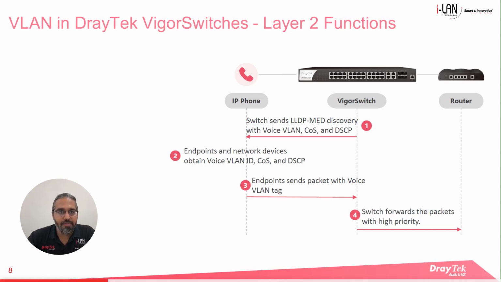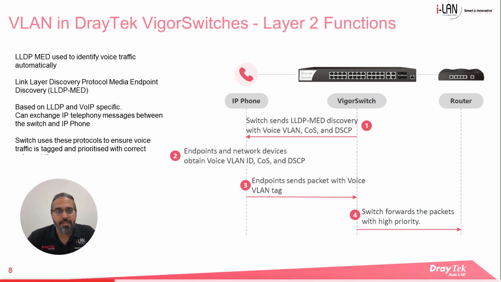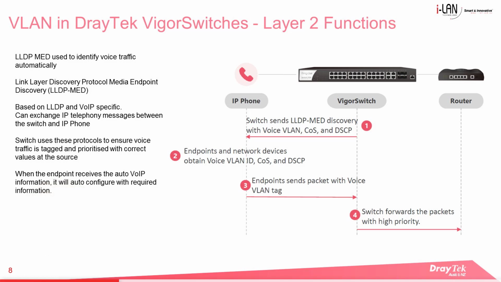Another way to identify the voice VLAN is with LLDP-MED, which is short for Link Layer Discovery Protocol Media Endpoint Discovery. Here the Vigor switch will automatically identify voice traffic. It sends LLDP-MED discovery with voice VLAN, CoS, and DSCP to neighboring devices. And when the endpoints receive this data, they will set up the voice VLAN tag and send the VoIP packets with the VLAN tag. The Vigor switch will then forward this data packet with a high priority.